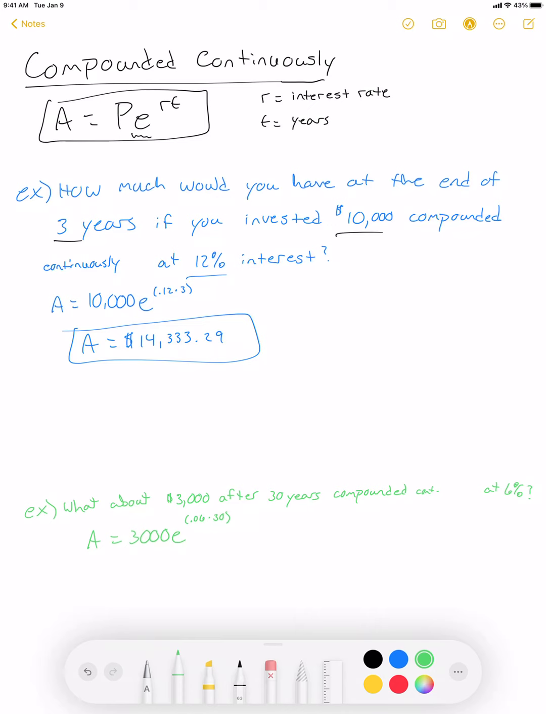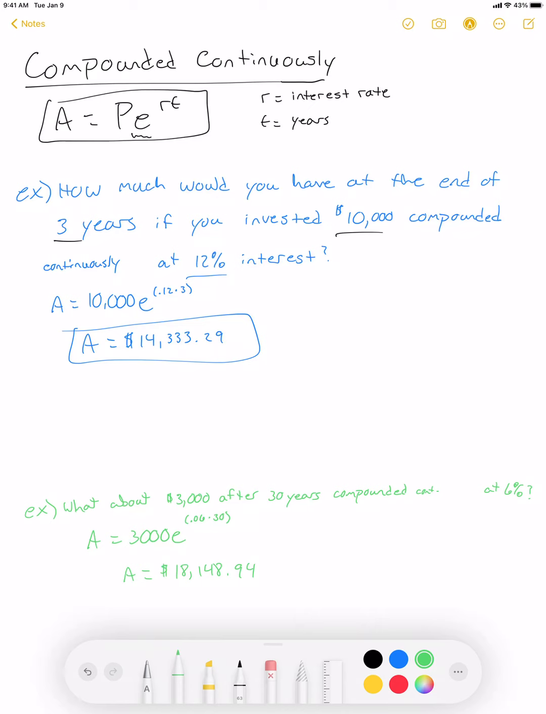So in my calculator, 3,000 times second natural log to get e, and raised to, I want to use parentheses in the exponent, 0.06 times 30 years. And so after 30 years, this would be a little bit more, and it would be $18,148.94. So maybe not much of a difference, but over time it would be better.